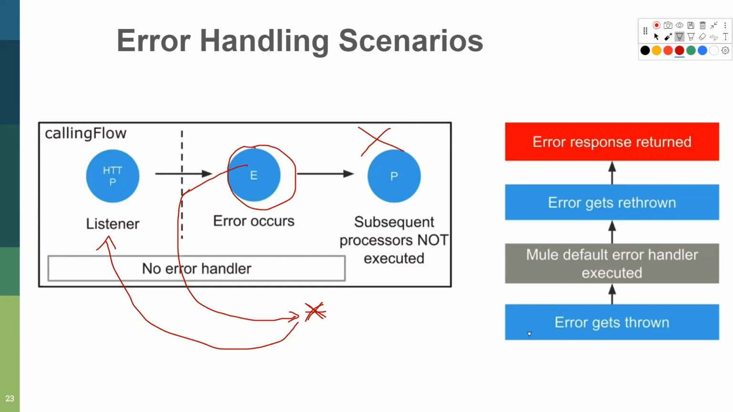If you start from the bottom, the error gets thrown, which is in E. We have not set up any error handler, so Mule's default error handler will get executed, and that one just rethrows the error to the caller. So the error at the end will be the response. This is the default when we have not added any kind of error handling capability.